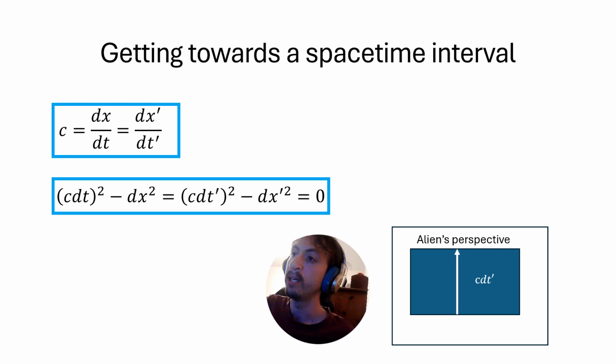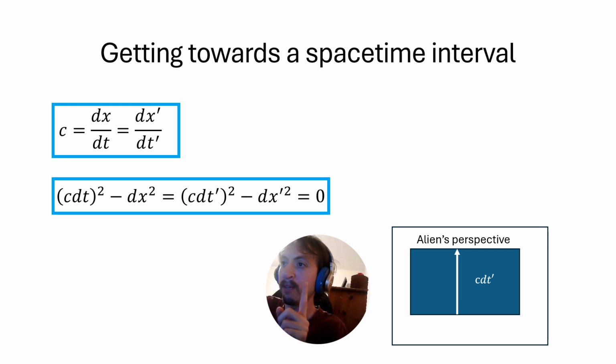And again, using prime coordinates for the alien, because now the alien is the one moving, we can say that the time interval between the laser beam being emitted and the laser beam hitting the ceiling from the alien's perspective is dt prime. Because the light is moving at a speed c, the vertical distance of the carriage is going to be c times dt prime. It's just distance equals speed times time.